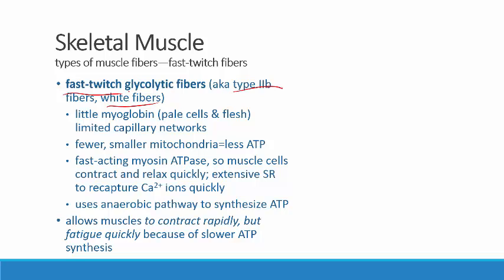So they have relatively little myoglobin and limited capillary networks, less blood supply, and less oxygen holding capacity. They have fewer and smaller mitochondria, so again, less ATP, and they have really fast-acting myosin ATPases, so that the muscle can contract and relax very quickly. And then the sarcoplasmic reticulum is very large, so that they can recapture all the calcium ions very quickly. And they tend to use the anaerobic pathways to synthesize ATP. These are muscles that can contract rapidly, but tend to fatigue quickly.